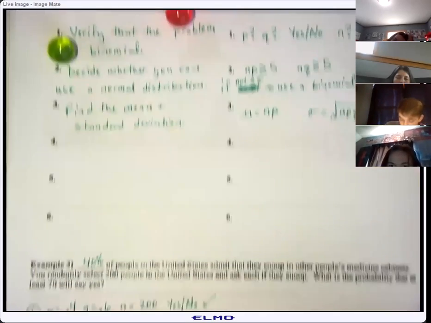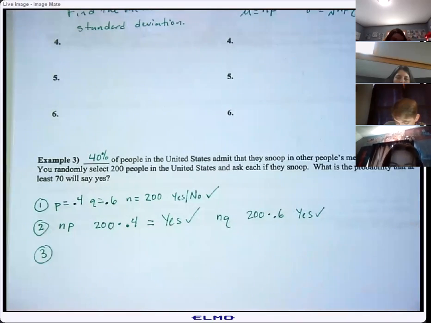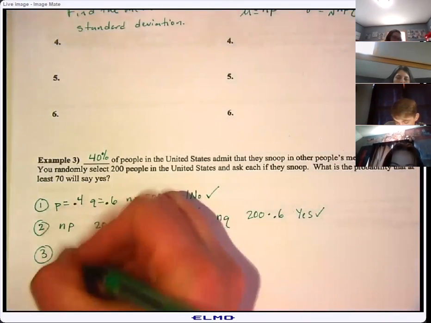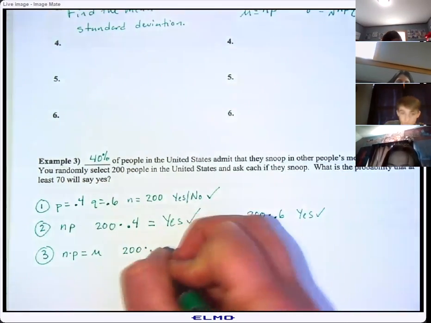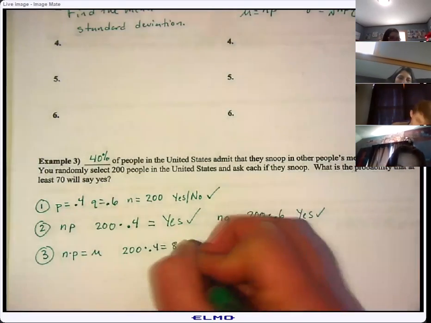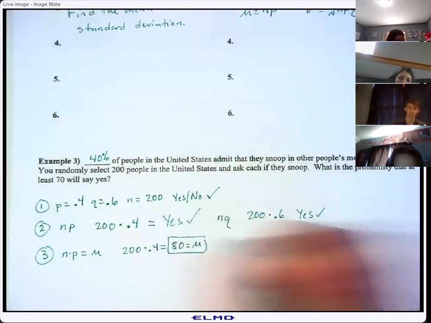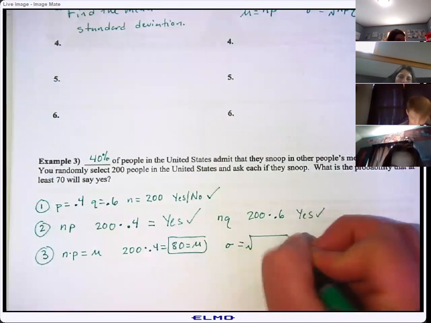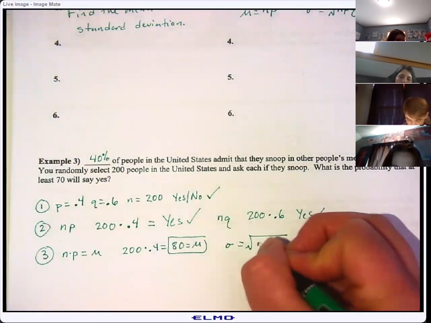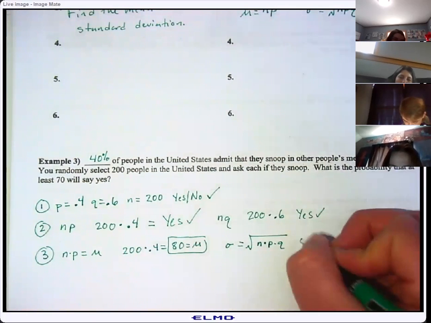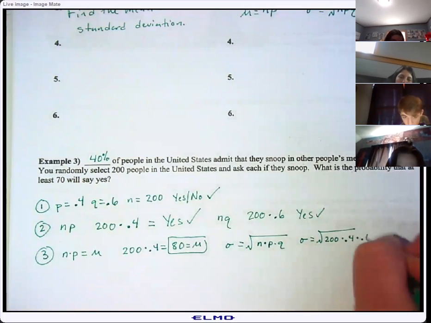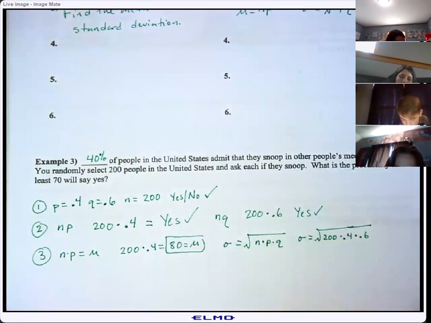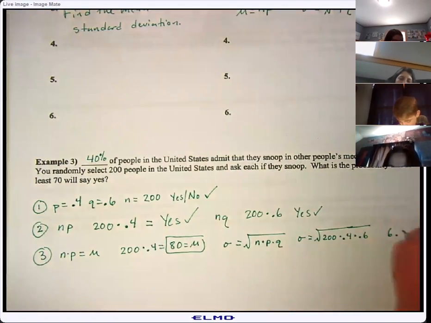Okay, going back down, step 3. This time, we take n times p to get mu. Megan already told us what that was: 200 times 0.4 is 80. 80 is the mu. Nice job. And then for the standard deviation, we need the square root of npq. Yes, please use your calculator. Yeah, 6.92, you said?